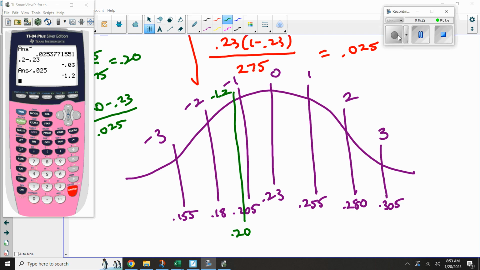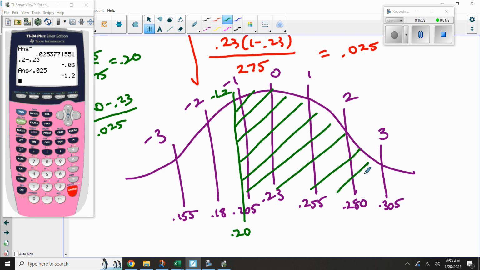So I'm actually farther away from the mean than I was before, because my mean is 0.23, and when I narrow the size of my bell curve of my normal model, a line that's staying in one single place, 0.20, is now going to be farther away from the mean than it was before. But since I'm looking for everything greater than 0.20, I actually have a larger area to shade. So my z-score is negative 1.2.